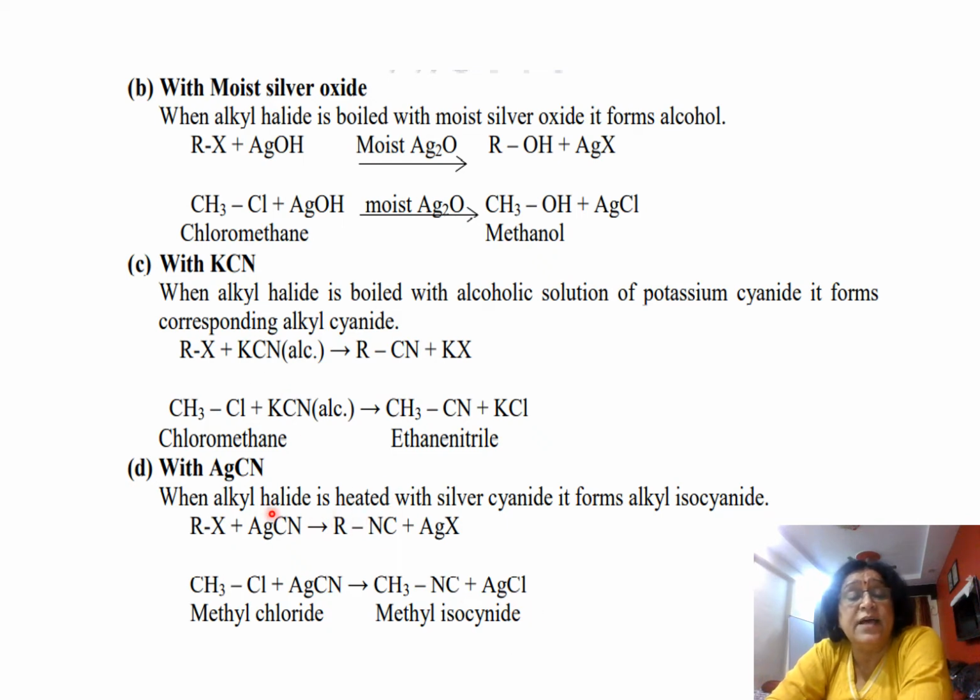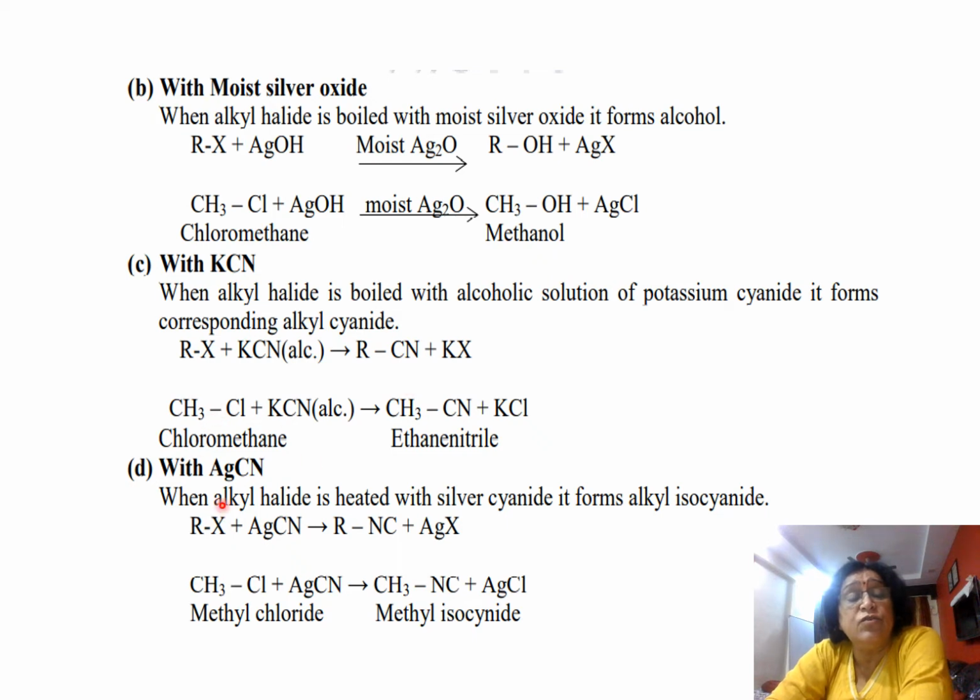Now this CN is an ambident nucleophile. The ambident nucleophile means the product can be formed with C or with N. So when you react it with KCN, KCN is an ionic compound and thus the product formed is alkyl cyanide, because electronegativity of nitrogen is more. So CN carries a negative charge and the alkyl links through C. So it forms alkyl cyanide.